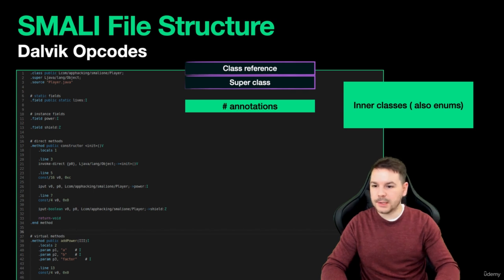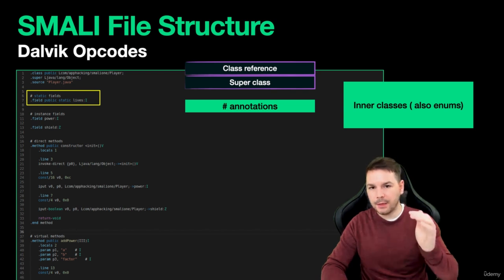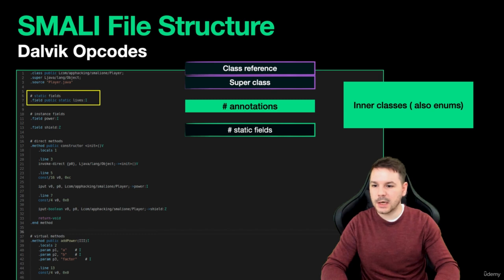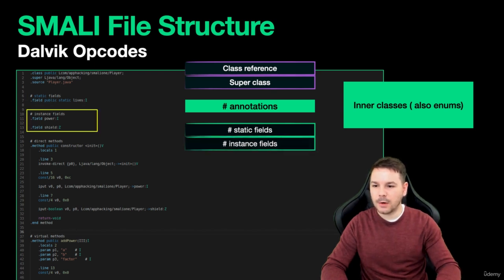Alright, next we've got the static fields, line 6, and the static fields section starts with a hashtag. Underneath this one, we've got all static fields within this class. In this case, we only have one static field, which is lives. It's of type, correct, integer. Next, we've got the instance fields, also starting with a hashtag. Now we've got all our class variables. In this case, we've got power and shield. So you see, I've added some new instance variables over here.